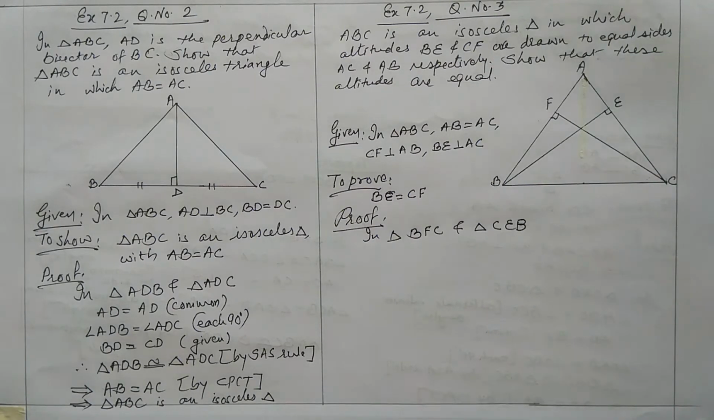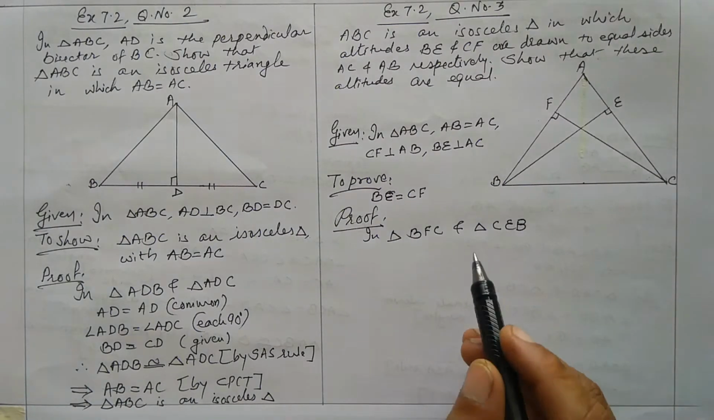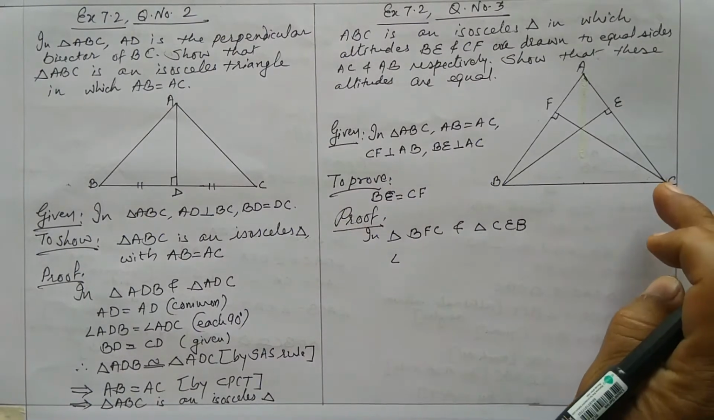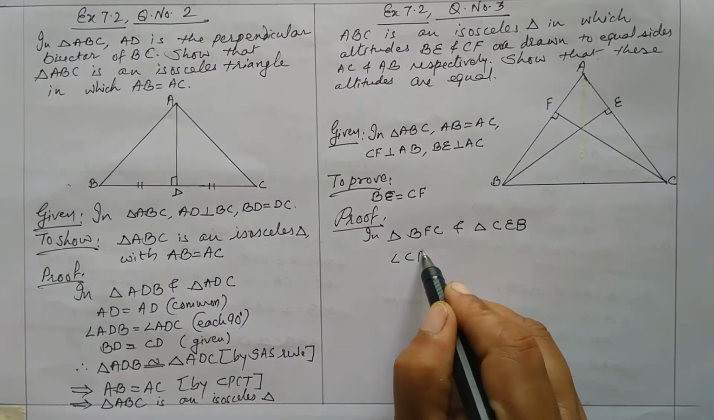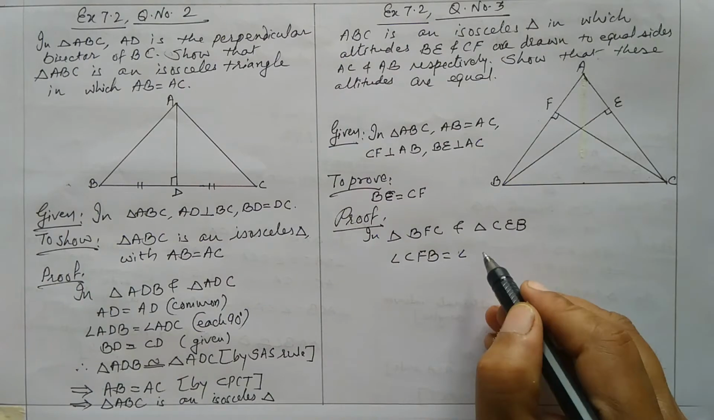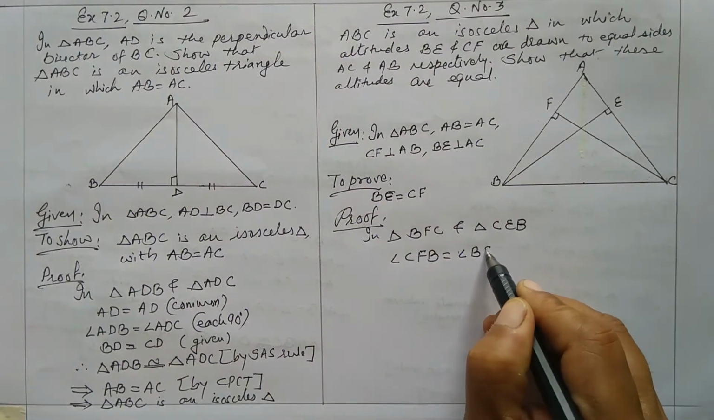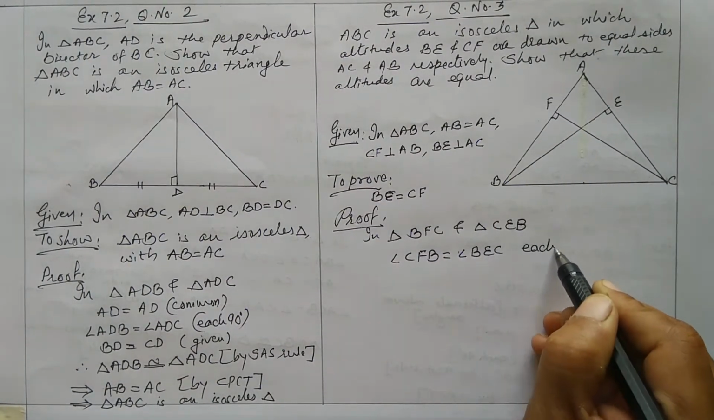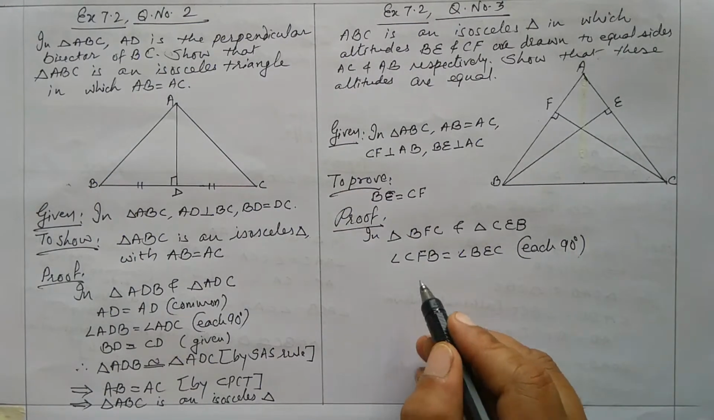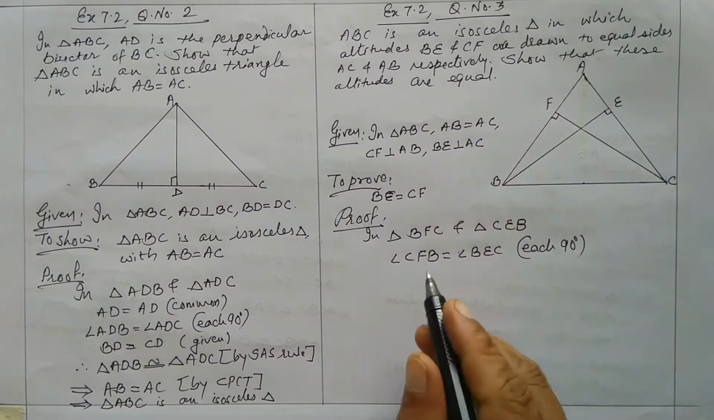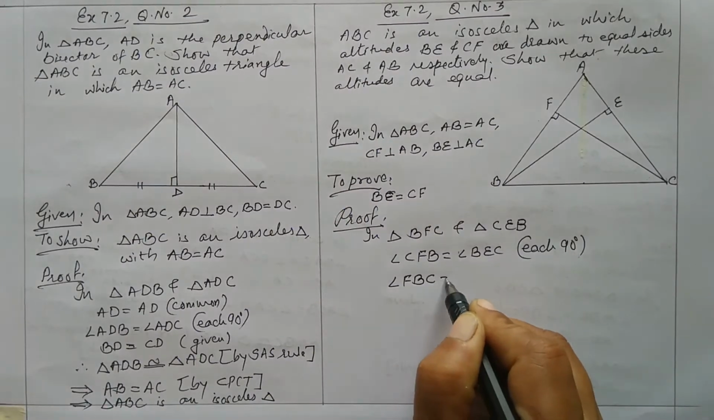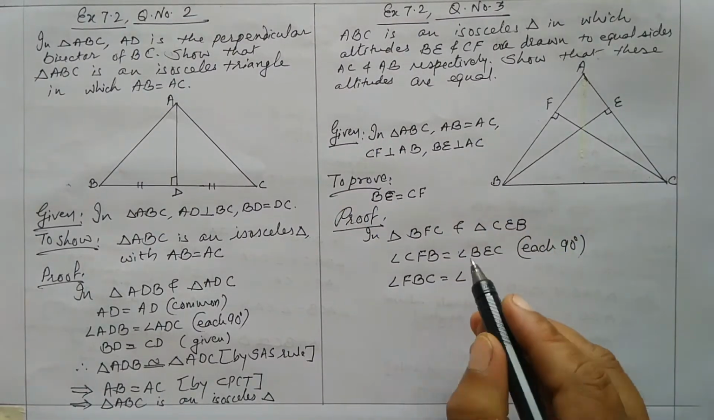So what you can say? We will write here angle CFB is equal to angle BEC, each 90 degree. So one pair of corresponding angle. Then angle FBC is equal to angle ECB.